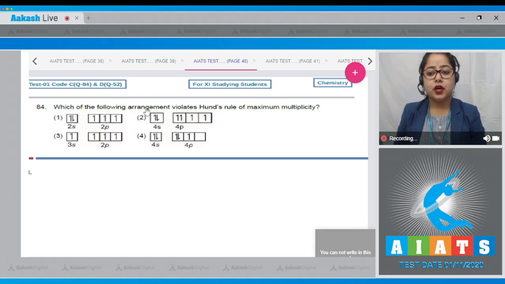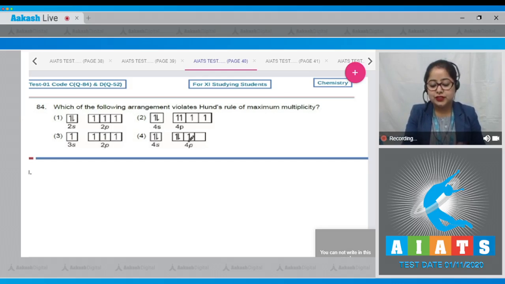Which of the following arrangements violates Hund's rule of maximum multiplicity? Students, for this question, first of all, we'll be discussing Hund's rule. And Hund's rule states that pairing of electrons in the orbitals belonging to the same subshell, that is p, d or f, does not take place until each orbital belonging to that subshell has got one electron each. That is, it is singly occupied.